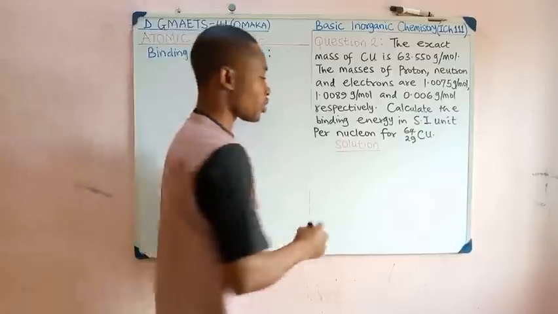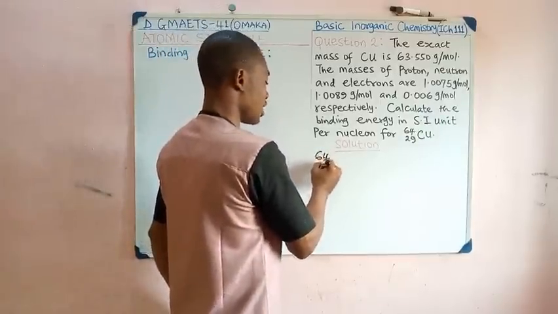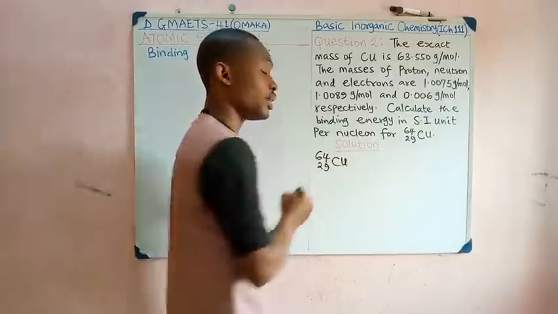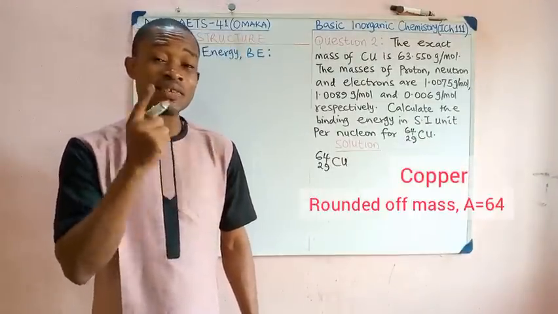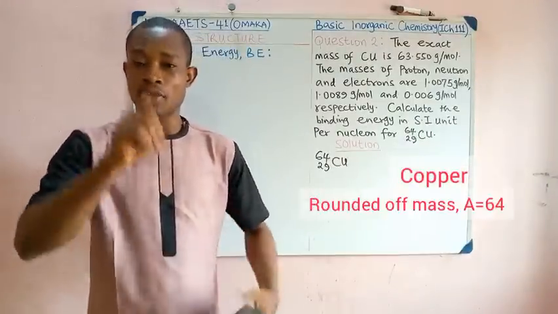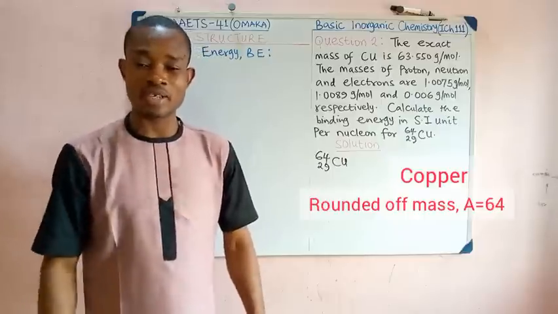Now, how do we solve this problem? First of all, we need to identify that the atom this question is based on is copper, with the rounded off mass value of 64. So we know the value of A, capital letter A, the denominator for binding energy.